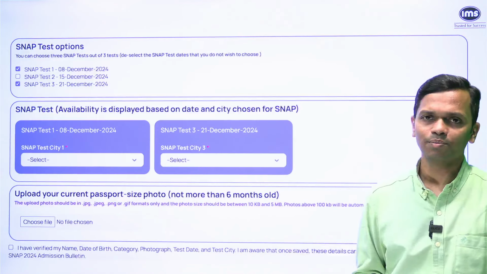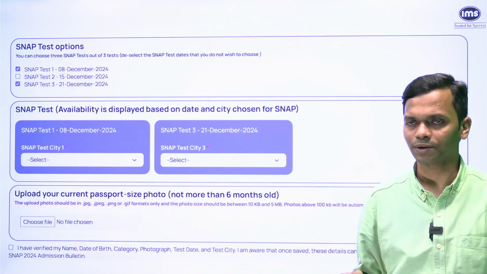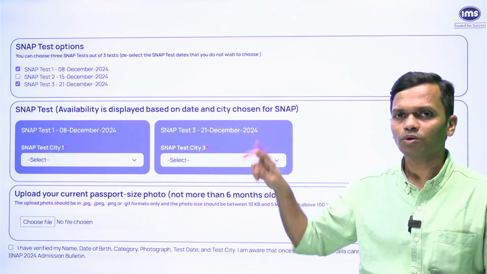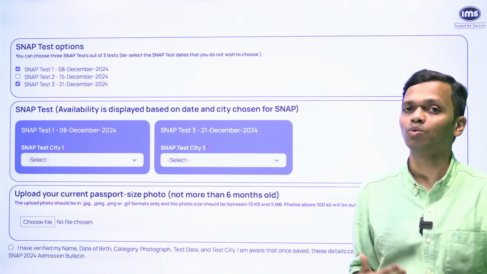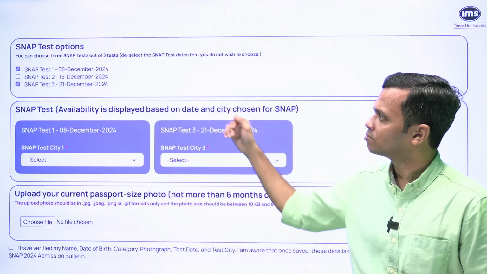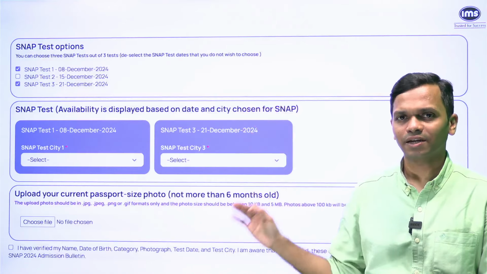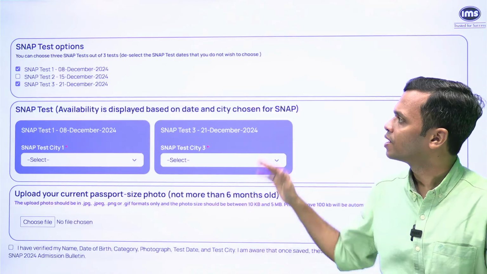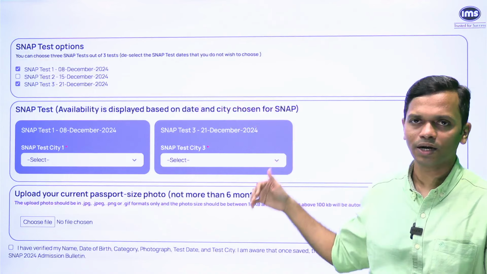So this is a very important thing, right? Because here you will have to select the test that you're going to take. Now, by default, all the 3 will be selected. You're supposed to deselect the one that you don't want to take. For example, by default, you will see a tick everywhere. Now let's say I don't want to take the second snap, which is on the 15th December. I can deselect that, which means that I can appear for snap 1 and snap 3.